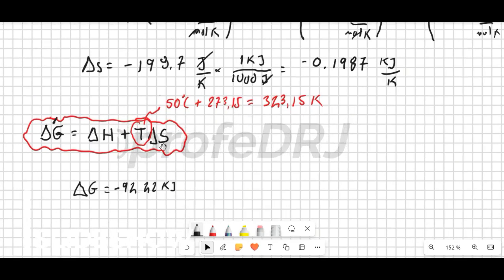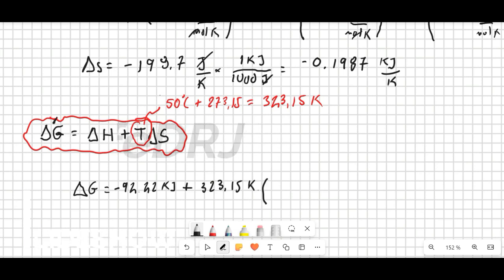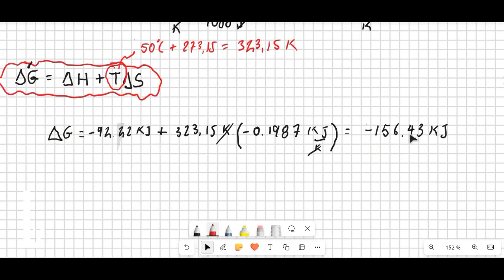For the next, what do we have? Plus this temperature, 323.15 Kelvin, and this value. Which one? This. Minus 0.1987 kilojoules Kelvin. We can cancel here, and we can calculate our result. This is the result. Minus 156.43 kilojoules.